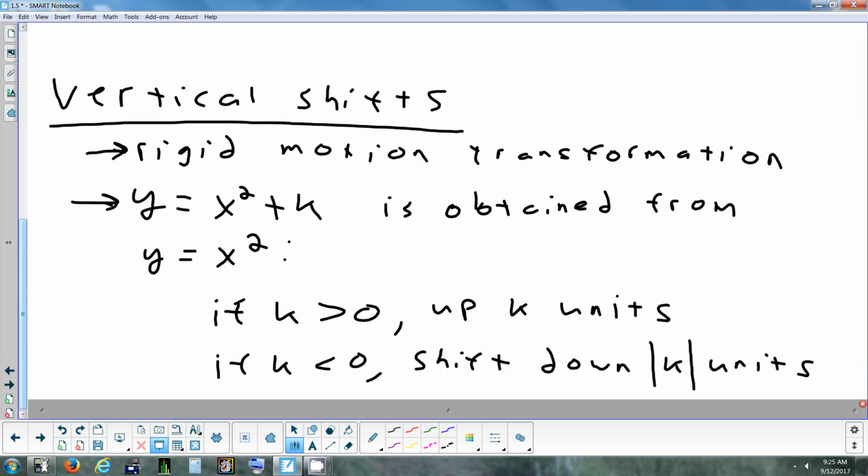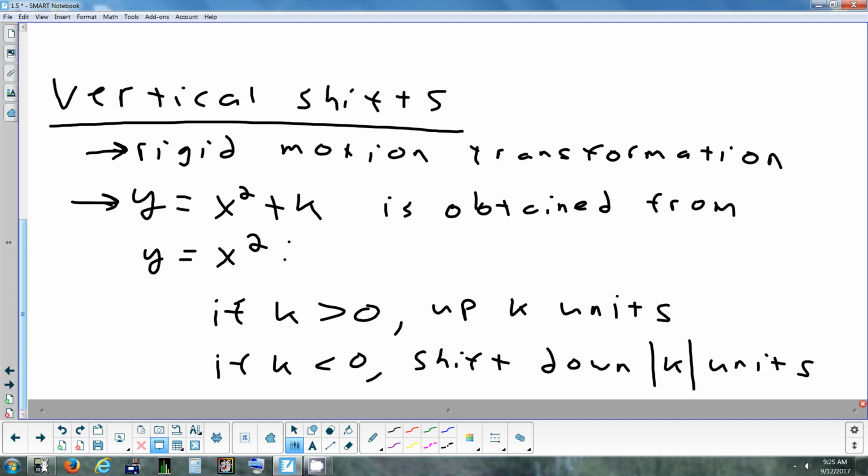Yeah, you don't want to say something like shift down negative 2 units. I'm not even sure what that really means. You can shift it up 2 units, you can shift it down 2 units, but you can't shift it negative 2 units. So always describe the shift using a positive number for k, and then if it's moving in the negative direction, you put the word down, and that takes care of the negative. Okay? So any questions on the idea of vertical shifts?